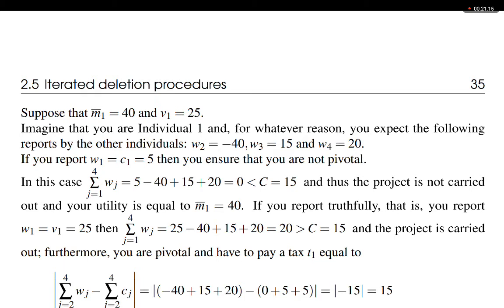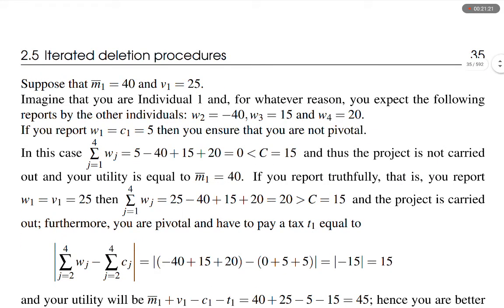In this case, the sum of W sub j, where j equals 1 to 4, equals 5 minus 40 plus 15 plus 20 equals 0, which is less than capital C equals 15. Thus, the project is not carried out and your utility is equal to m bar sub 1 equals 40.